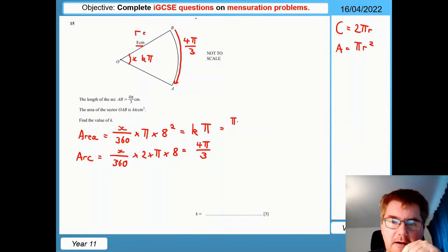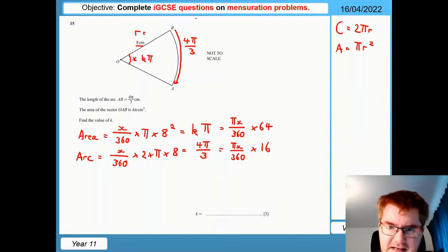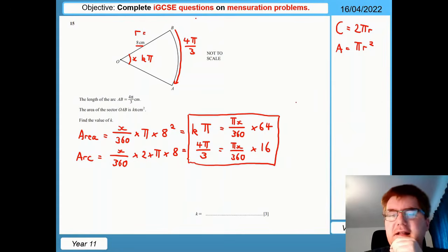So we're going to get pi x over 360 times 8 squared, which is equal to 64. And if we do a similar tidying up procedure here, I'm going to bring the pi next to the x. I'm perfectly allowed to do this. So pi x over 360 multiplied by 8 times 2, which is equal to 16. And I'm going to do a very nice trick here. So I'm going to look at this part that I've just written out. And what I'm going to do is divide one equation by the other.